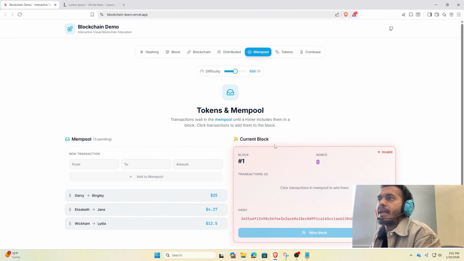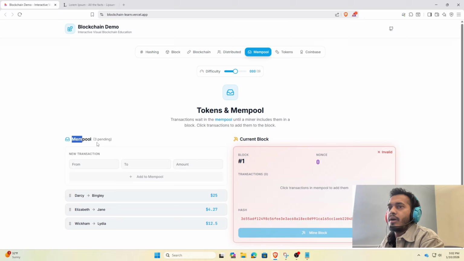Let's understand about the mempool. So what is a mempool? That is a memory pool. In a blockchain, whenever any transaction is made, it is not immediately solved or recorded in the blockchain. It has to first be picked by the miners, and they need to solve it, and only then is it recorded in the blockchain history. Okay, so this is how the mempool works.